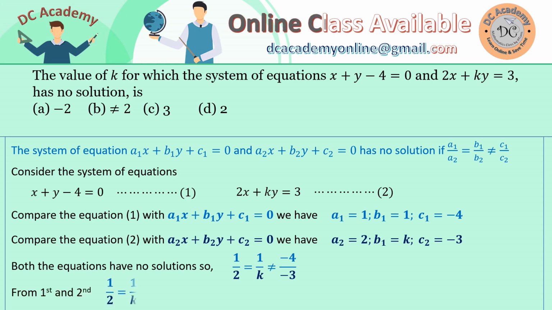By equating the first two, we find k is equal to 2. That's why for this particular problem, the correct option is option D. So if k is equal to 2, the linear system, or these two straight lines, will have no solution. Sometimes they can ask you to find the value of k so that the given two lines are parallel. In that case, we will choose the same kind of technique. That's it. Hope you understood the problem.